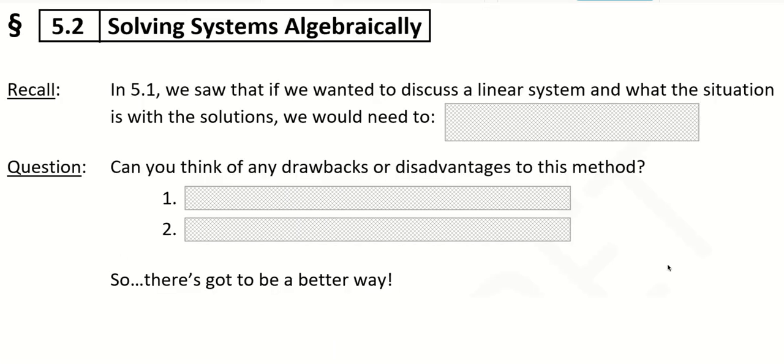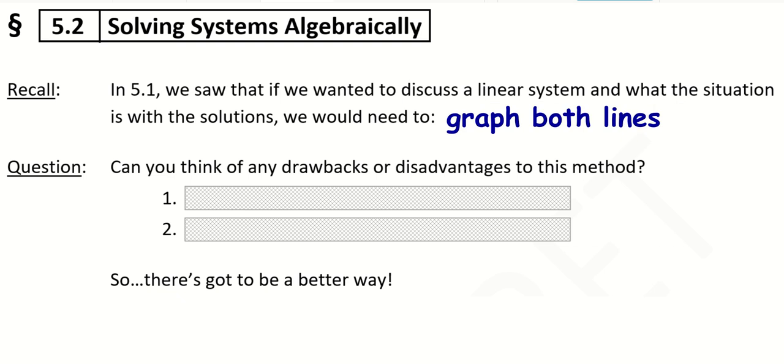But looking ahead at the notes, the official 5.2 notes handout, we saw, recall, in 5.1, that if we wanted to discuss a linear system and what the situation is with the solutions, like solve it, we would need to use the graphing method, just like we did in the bell ringer. So that's the method that we did in 5.1. But can you think of any drawbacks or disadvantages to this method?